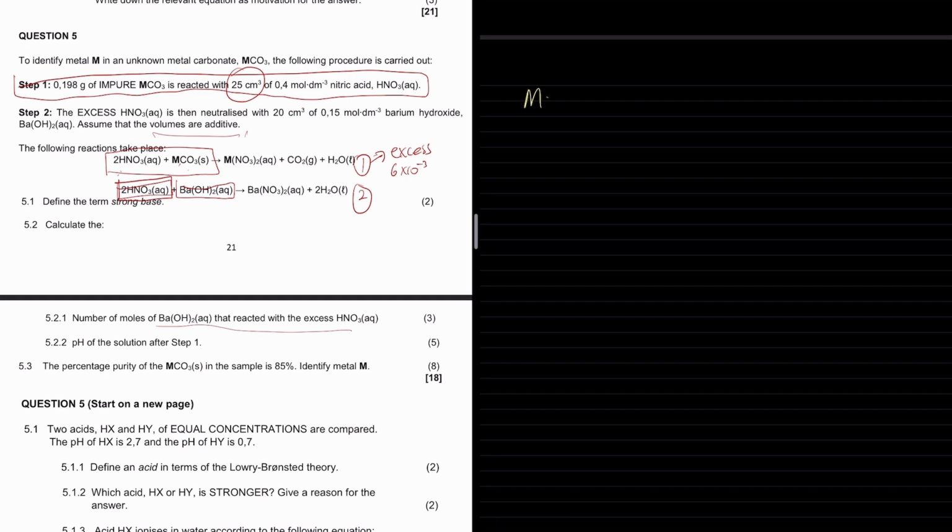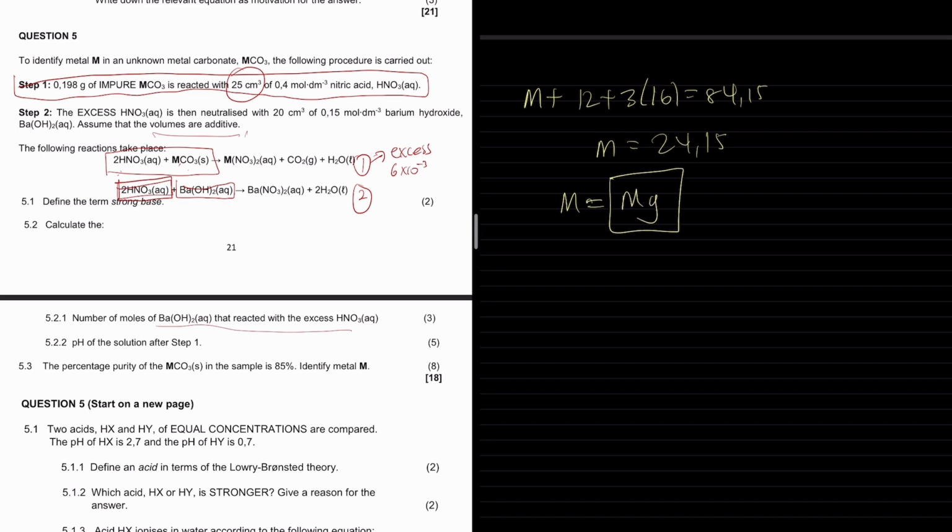So M plus the molar mass of carbon, which is 12, plus 3 oxygens, so 3 times 16, is equal to 84.15. So M is equal to 24.15. Then we check on the periodic table, so M is magnesium.